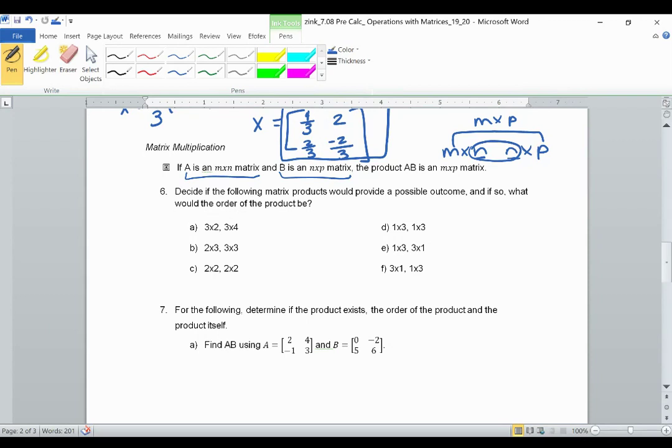So first in number 6, we're just going to decide whether or not you could multiply them. So could it provide a possible outcome? And if so, what would the order of the product be? So again, you're looking to see if the middle two numbers are the same. In this case, they're not. So that would give us something undefined. It would not be possible to multiply those two together. Okay. Remember again, that order is rows by columns.